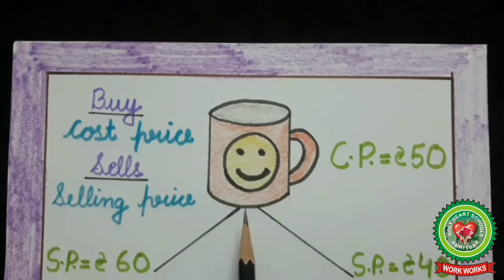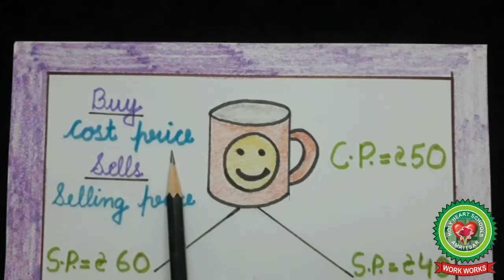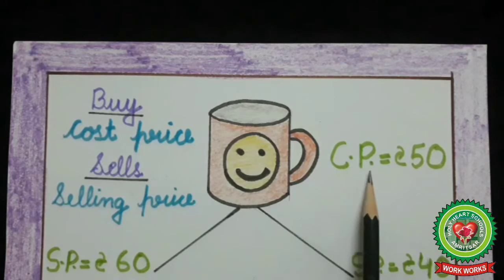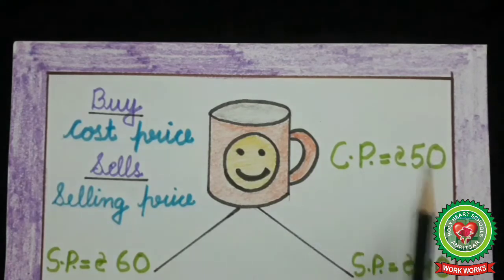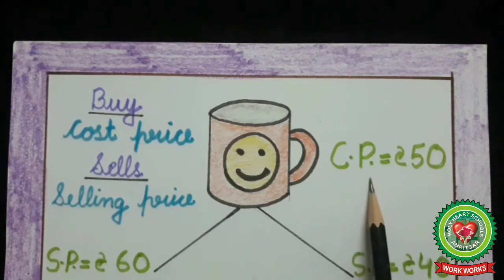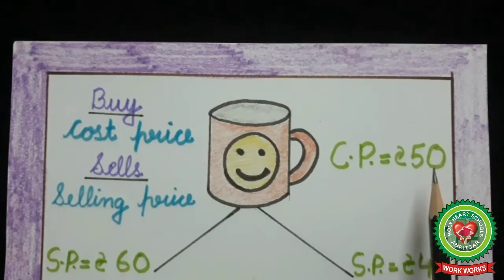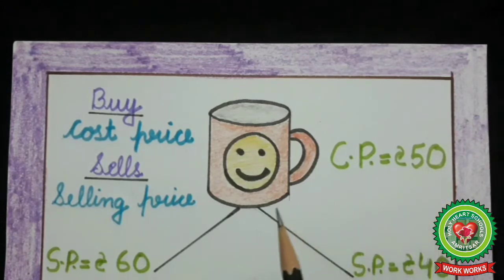Suppose there is a shopkeeper who buys this coffee mug at the price of rupees 50. As he buys at the price of rupees 50, it will be considered as cost price. The short form for the cost price is CP. So here CP is equal to rupees 50. Now this shopkeeper will further sell this mug to the customers. Now there will be two cases. Either the shopkeeper sells this mug at a cost which is more than 50 or at a cost which is less than 50.